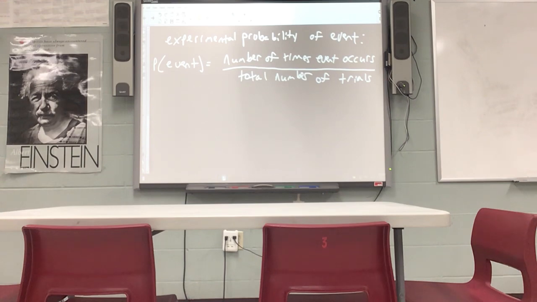So what all that means, experimental means you actually perform the event. Like if I said, what's the experimental probability of flipping a quarter 5 times and it lands on heads all 5 times, you would go and actually do that. You would perform the experiment. Theoretical probability is what's supposed to happen. You've got a 1 out of 2 chance of landing on heads. So that's what's supposed to happen theoretically.